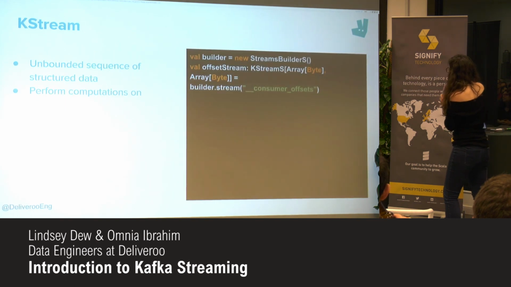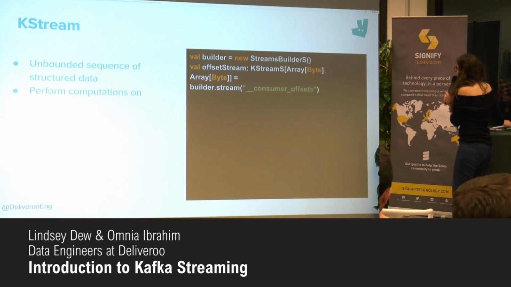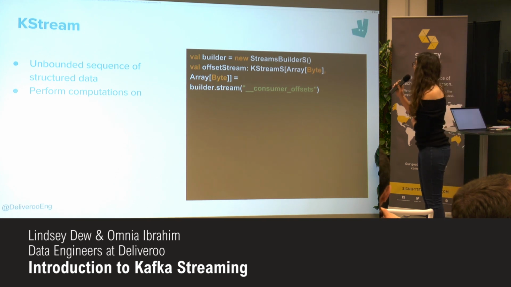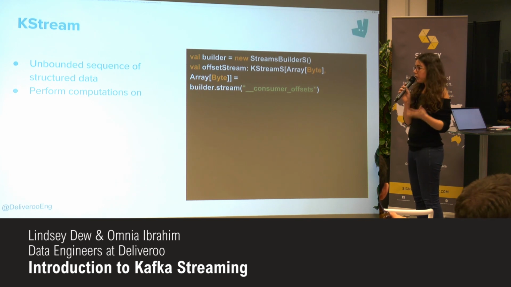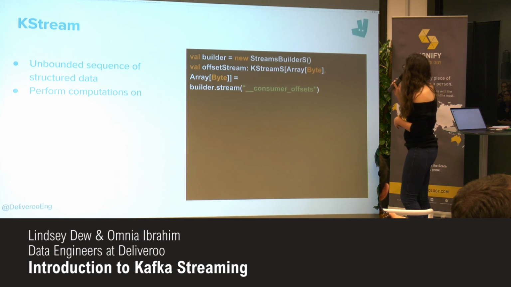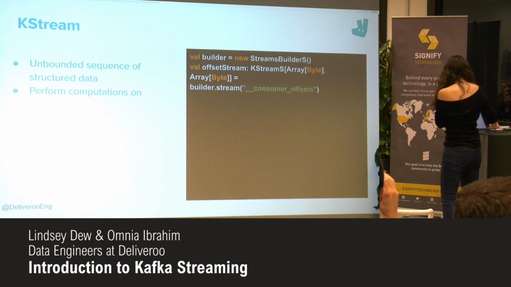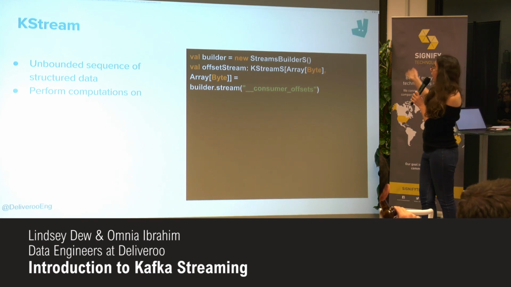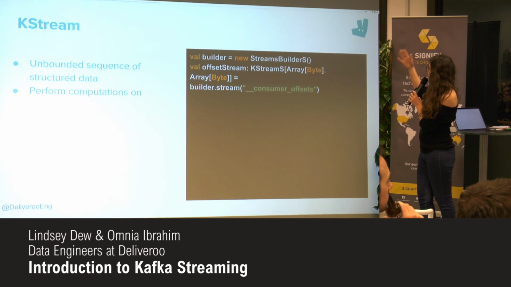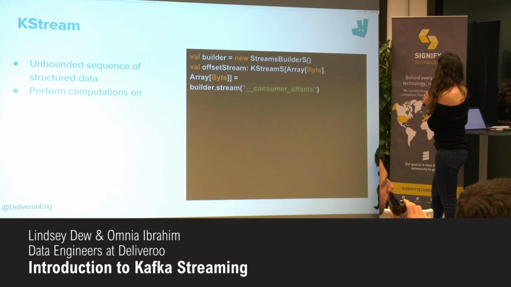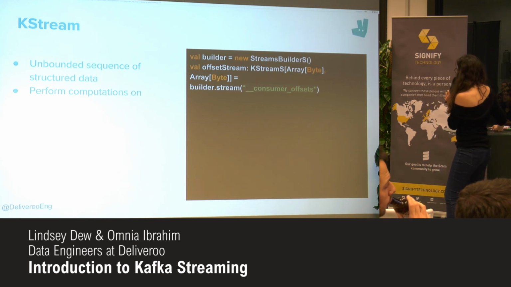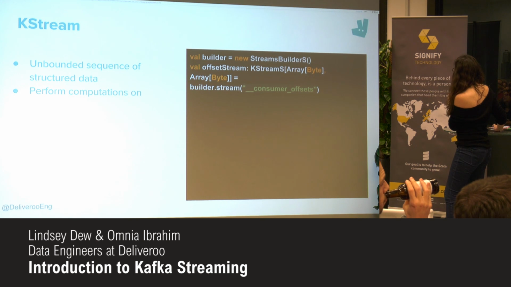So what does this look like in code? The first concept that you come across in the Scala Streams API is something called a KStream. We can think of this as an unbounded sequence of structured data, and this is what we perform our computations on. We can instantiate one by calling builder.stream and passing in our input topic. We don't have to explicitly ask for data with this. As new data is written to our topic, our processing topology just gets executed without having to ask for data, unlike the consumer above.